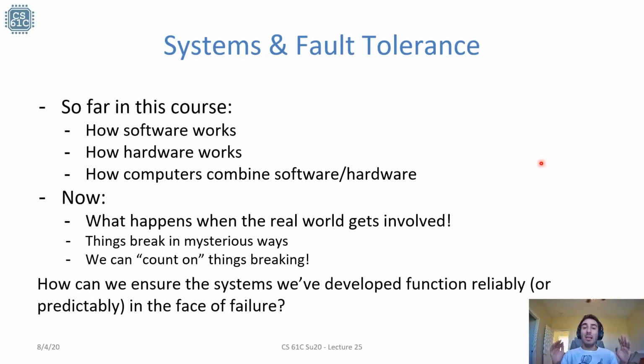And so we're going to end the class by asking one final question. What happens when the real world gets involved? When I'm talking about the real world, I mean what happens when there's mistakes or faults or failures in our computers. Things break in the real world. This is a fact. And so the theme of today's lecture is going to be how can we ensure that systems can function reliably in the face of failure, and how could we improve upon these systems to make sure that they're able to stand back up when they fall down.